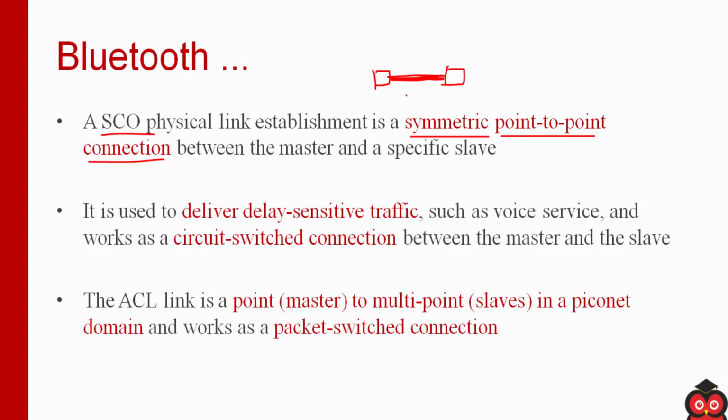Okay, point to point connection, right? So you can see here between master and a specific slave. These SCO connections, these synchronous point to point connections, are used to deliver delay sensitive traffic. For example, voice service. Let's say you are using a Bluetooth headset for listening to music or whatever audio, right?